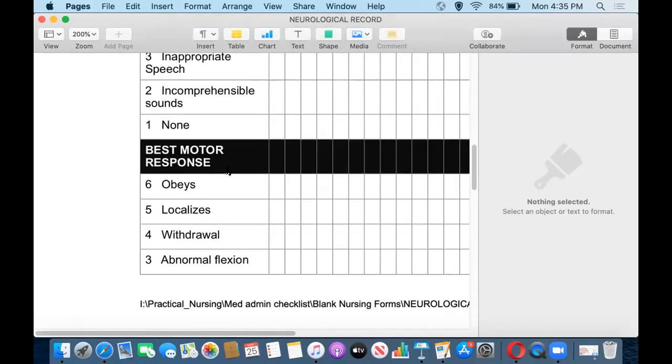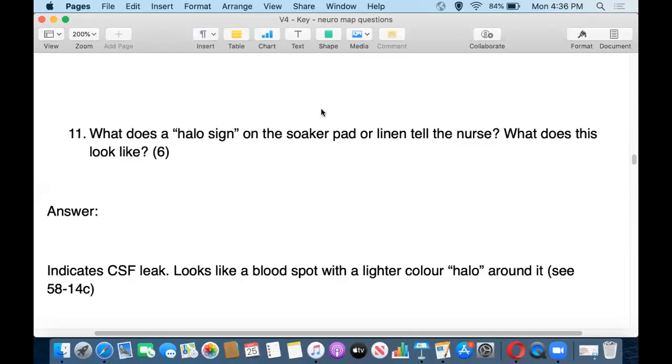And any decline in Glasgow Coma Scale is potentially an early sign of neurological deficit or neurological decline. Okay, and that's all I want to say about the GCS for now. We'll get more into a practical side of it when we get to INP. So we'll come right back to that in a second when we look at questions 12 onwards.